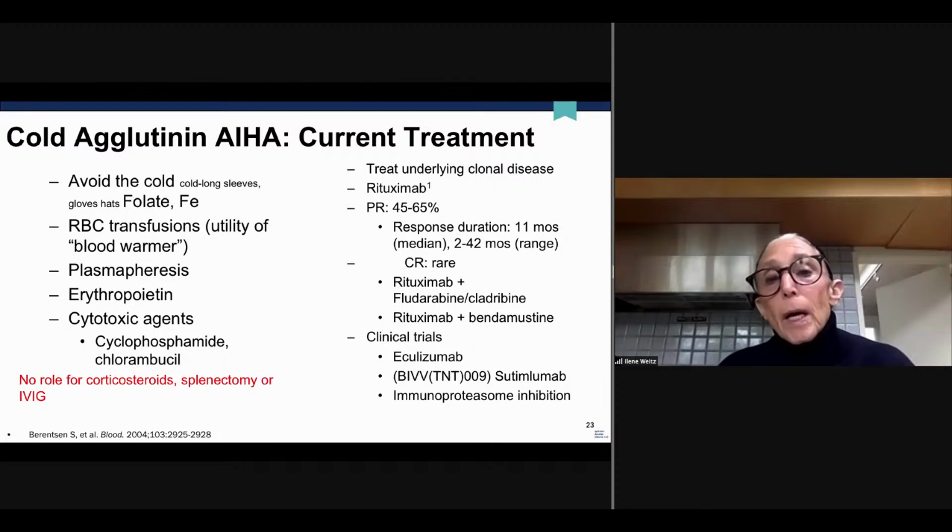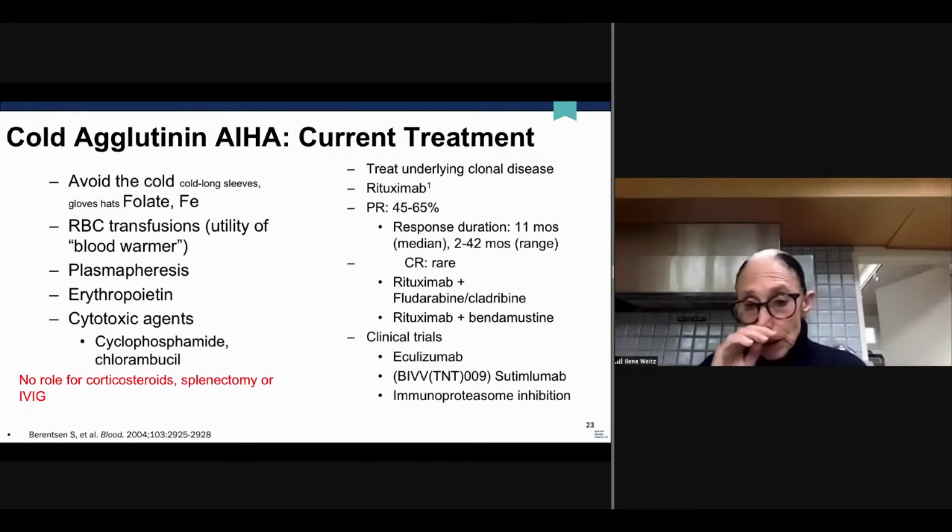More recently, the goals have been to treat the underlying clonal proliferation, and probably the leading choice of drug is something like rituximab. And you can get partial responses in 45 to 65% with duration of remissions, median duration about 11 months. So CRs are rare. You can add fludarabine or cladribine, but there's a lot of toxicity associated with those particular drugs. Or you could add bendamustine, and I'll show you that data in a second.